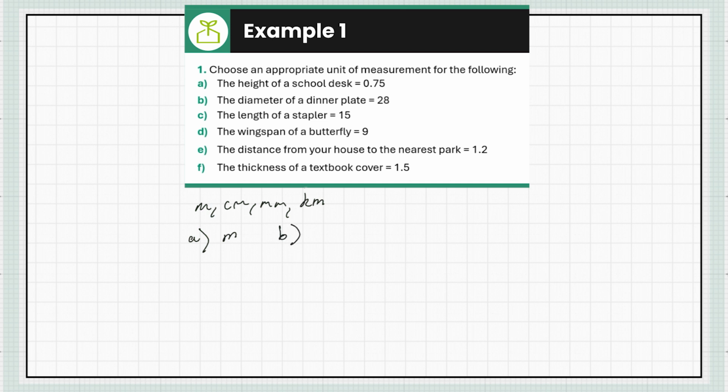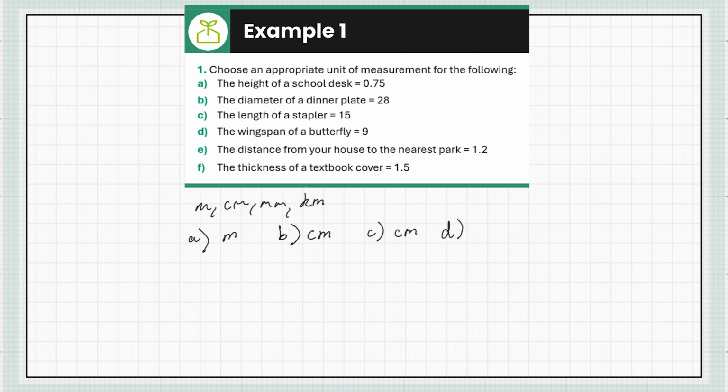If you look at B, diameter of a dinner plate. So 28 what? 28 millimeters is a very small dinner plate. 28 meters is a gigantic room-sized dinner plate. So we're going to choose centimeters for this one. For C, the length of a stapler, again, centimeters makes the most sense for that. 15 centimeters you can visualize in your mind.